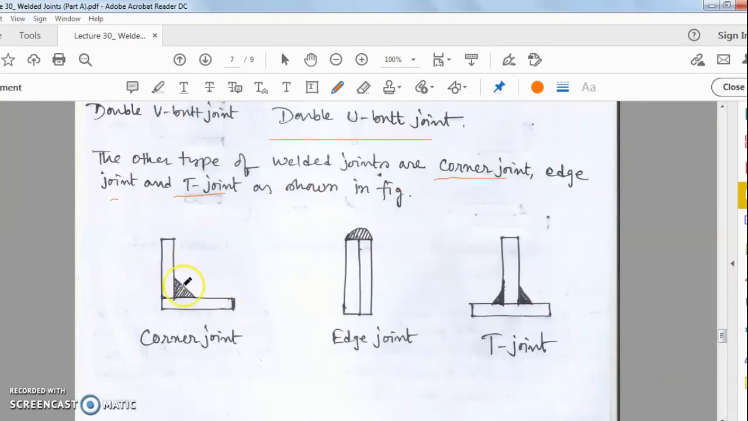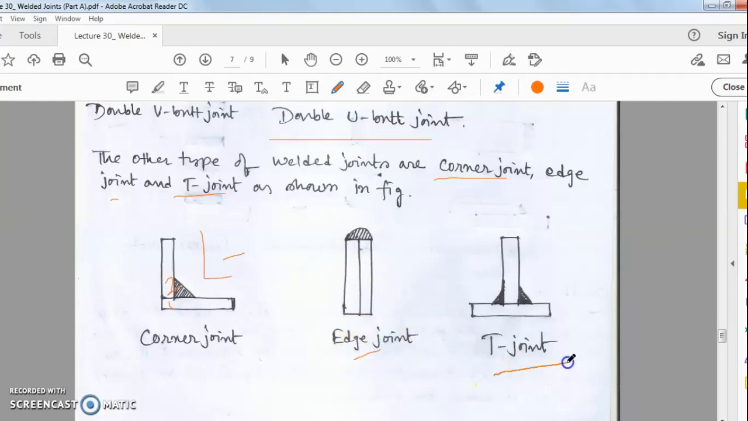This is the corner joint, corner to corner. This is the corner of metal 1. This is the corner of metal 2. When corner to corner joint is done, this is called the corner joint. This joint looks like an L shape. Now come to the edge joint. Here you see this particular edge joint. This is called the edge joint, edge to edge joint.